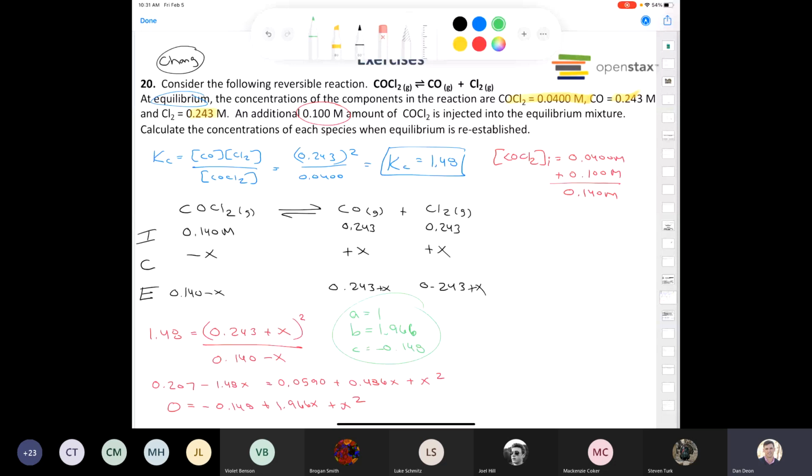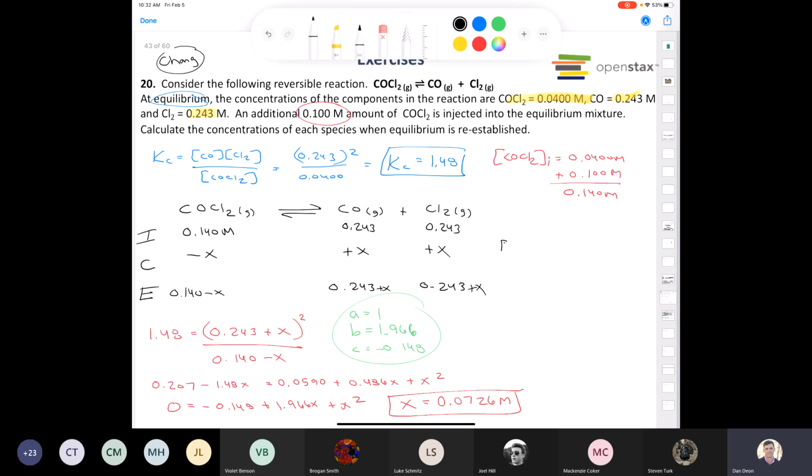Or you can solve using the quadratic equation. That totally works. You can use negative b plus or minus the square root of b squared minus 4ac, divided by 2a. You can use whatever you want. But when you solve this for x, you get that x is equal to 0.0726 molar. Now we're able to figure out all the equilibrium concentrations of everything. It's just a matter of a little bit of addition and subtraction. We do that over here.